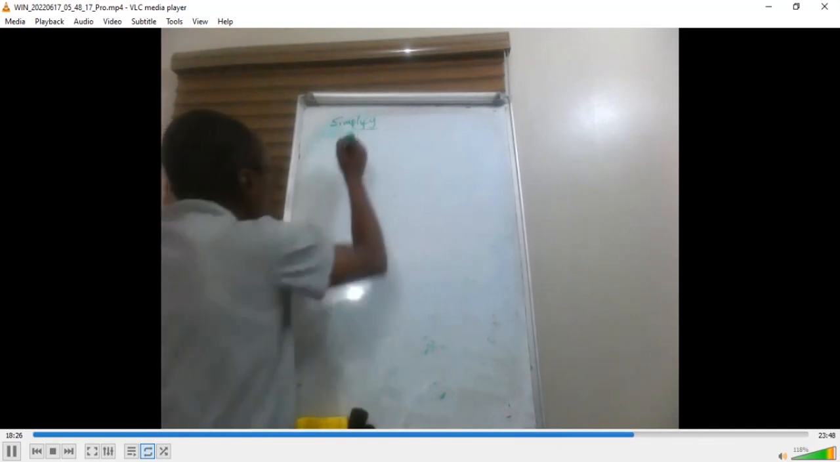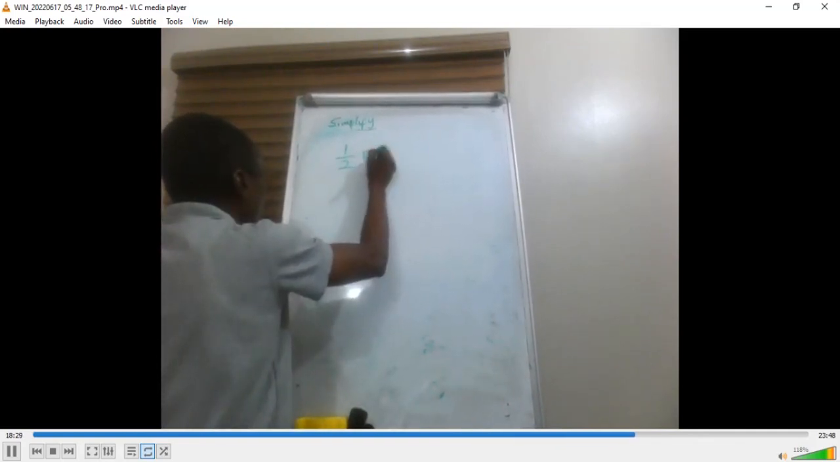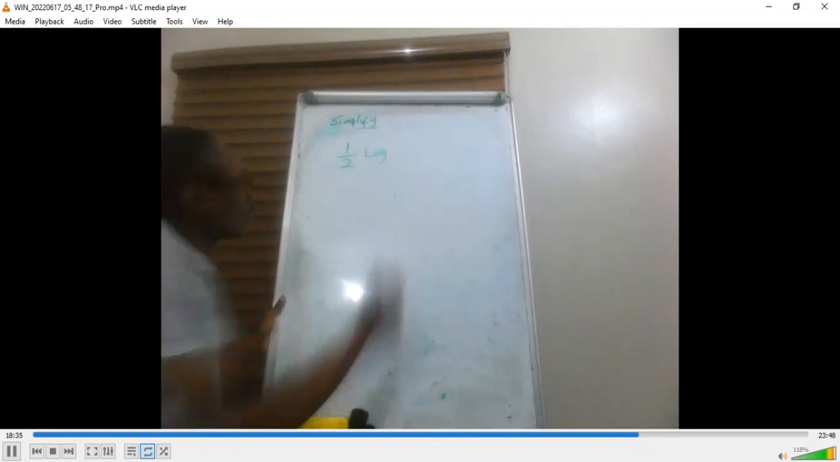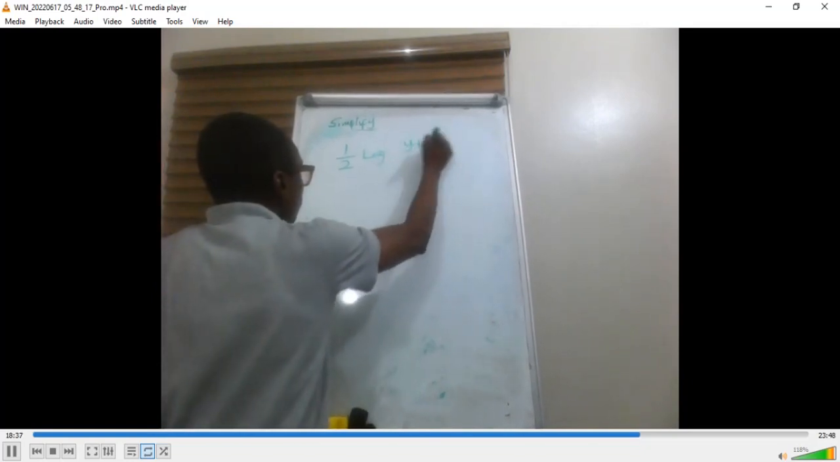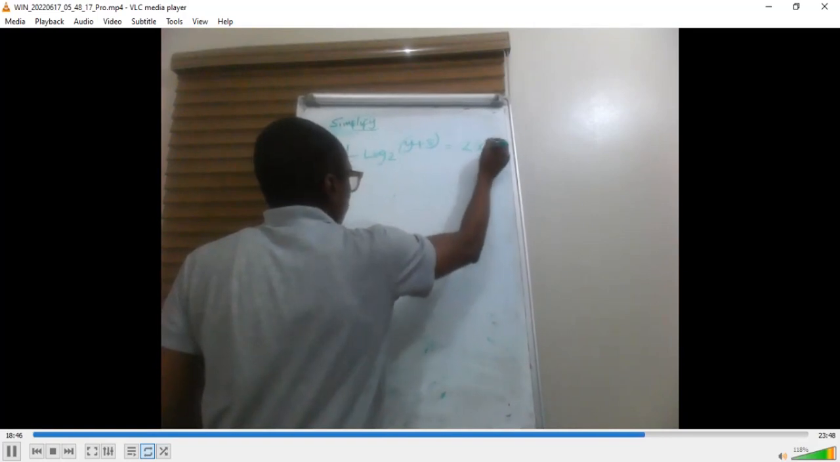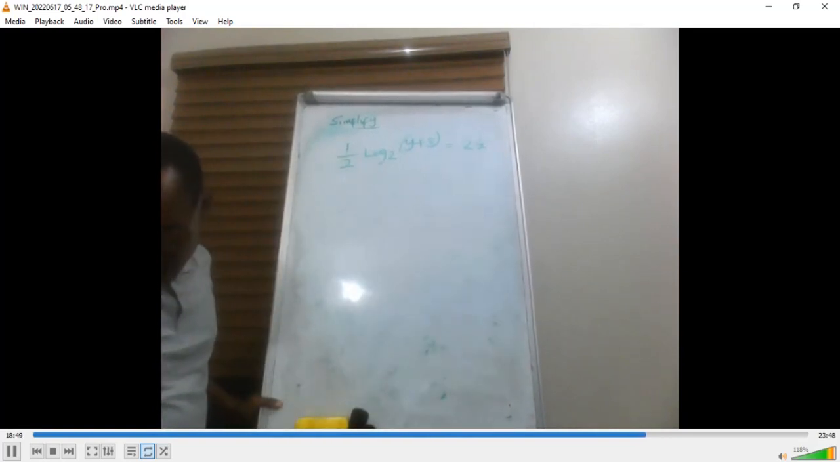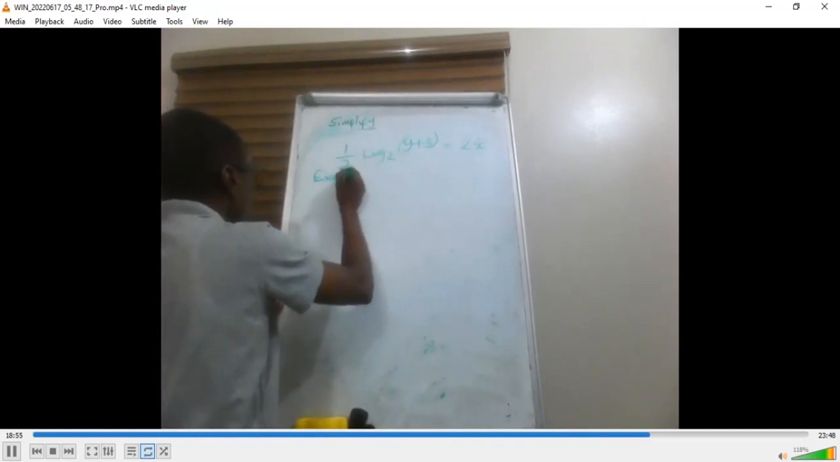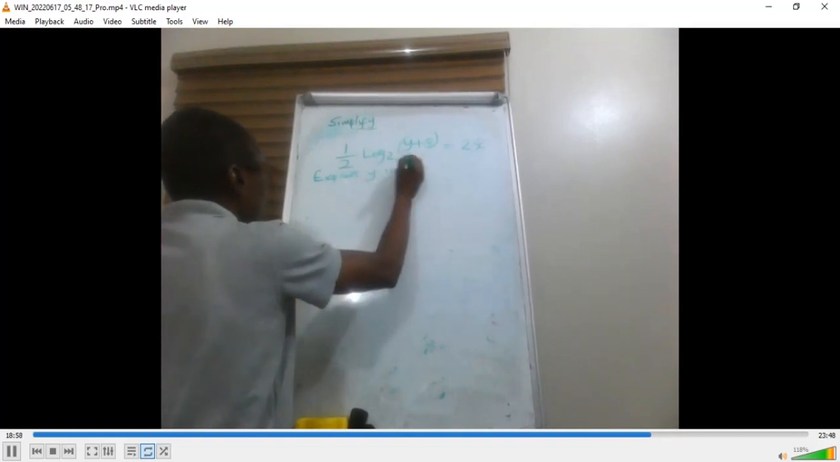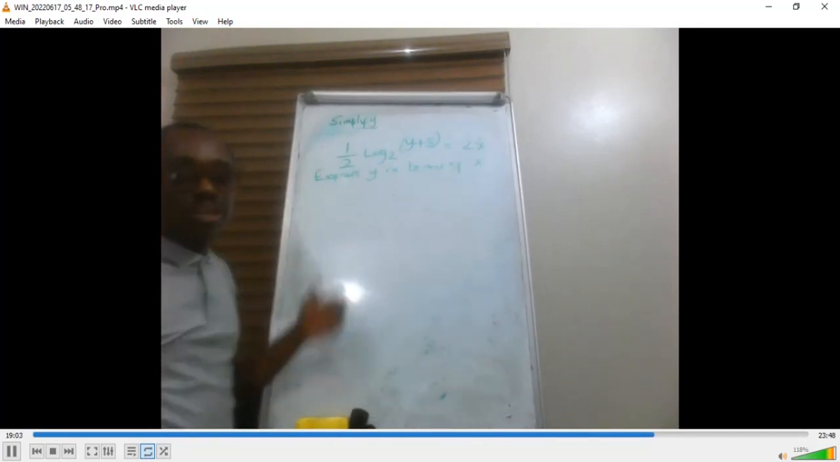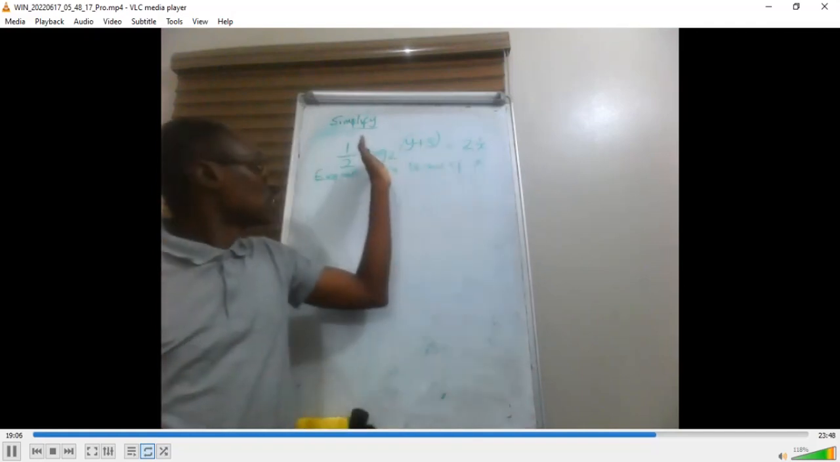If half log y plus 3 to base 2 equals 2x, express y in terms of x. So here you are asked to express y in terms of x.